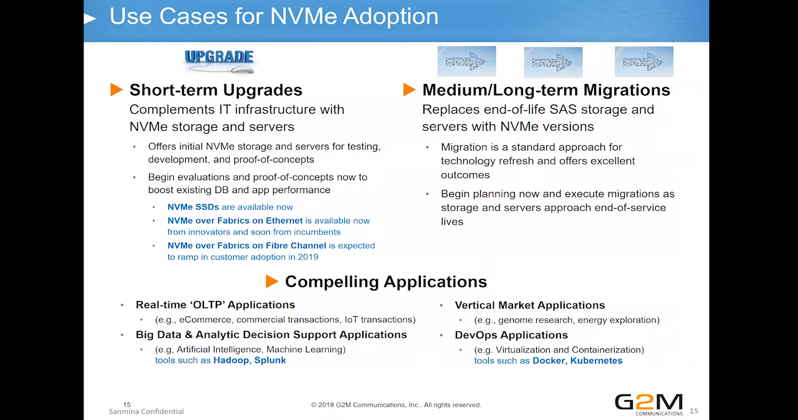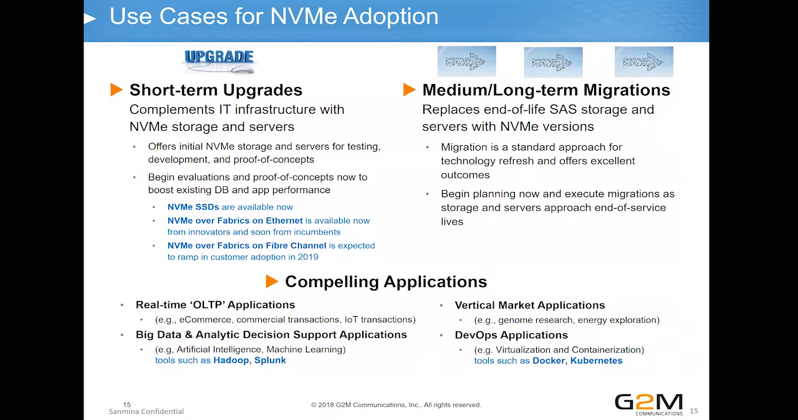And then, of course, NVMe over fabrics on Fibre Channel is going to see a big ramp in customer adoption in 2019, we believe. From a medium and long-term perspective, migrations will definitely occur when the existing customer hardware assets depreciate, typically over a 3 to 5 year time frame. And when various SAS storage and servers go end of life, IT organizations can start planning now to execute migrations to NVMe solutions as part of their normal product lifecycle upgrade processes.